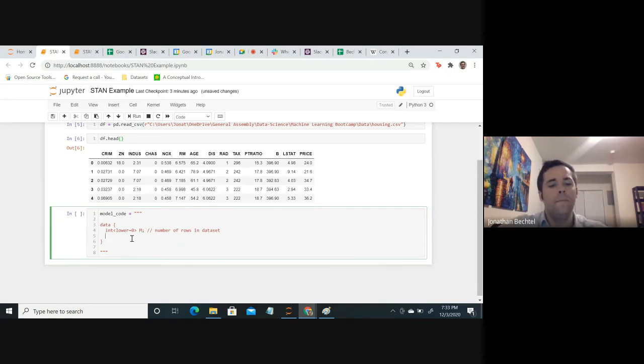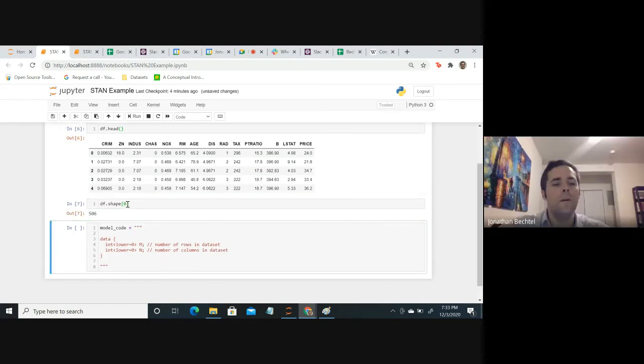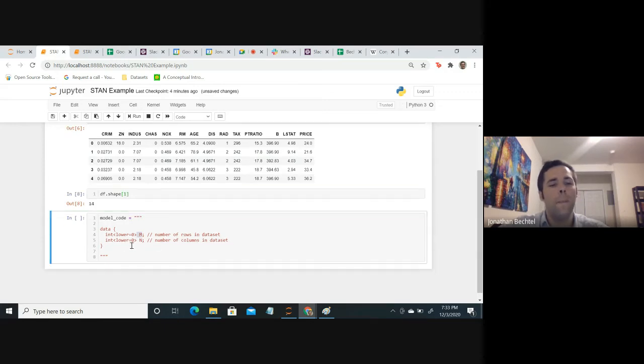What's that lower equals 0? Basically, we're saying this number has to be at least 0. Like a data set can't have a negative number of rows. You don't have to; in practice, you could omit this and it would still work, but it's just a check. So basically, this number is going to be M. Our data set is 506 rows, and then this number is going to be 14, N. Yeah, question? Nope, makes sense.